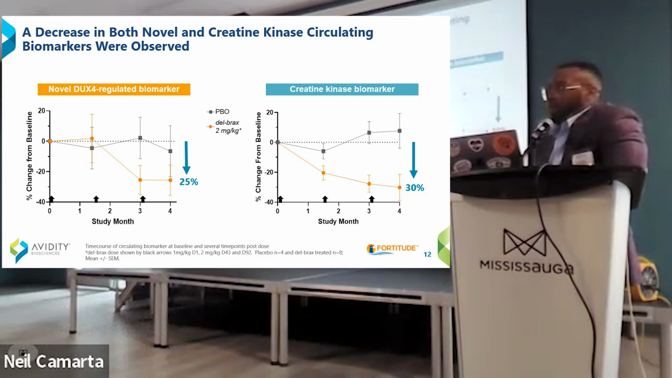those patients in orange are on active drug and the patients in black are the placebo arm, which means no drug. We can appreciate that while the patients on no drug have the circulating biomarker or creatine kinase maintained, the patients on active drug have a reduction of the circulating biomarker as well as the creatine kinase, which is kind of a hint of muscle integrity or muscle restoration.